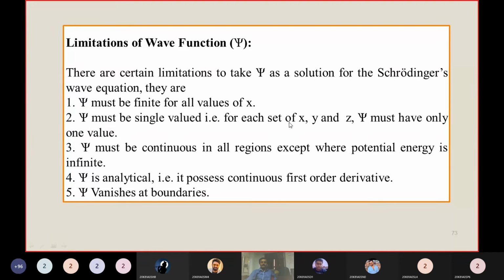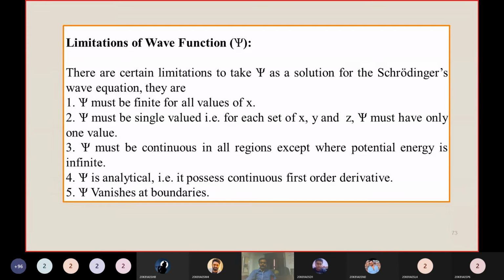Psi must be single valued. That means for each set of x, y, z, psi must have only one value. Third one, psi must be continuous in all regions except where the potential energy is infinite. I will explain this condition with the potential in a 1D box.